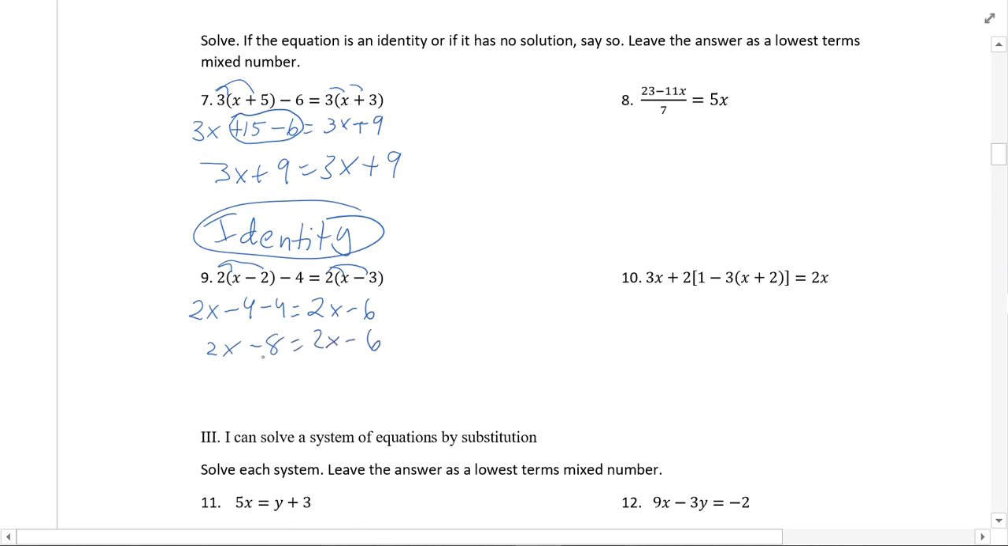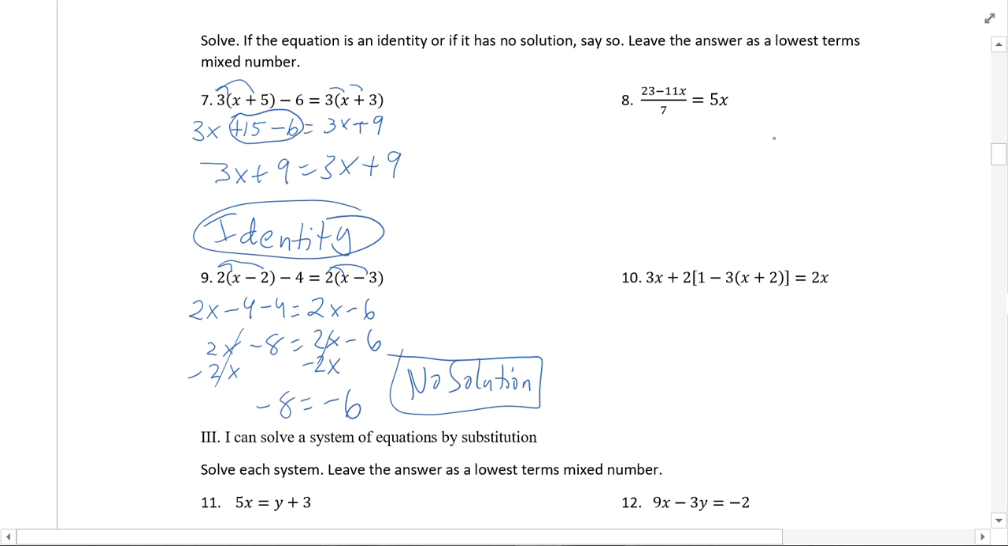All right, so now I'm going to get rid of my x's. So when I do that, I'm going to subtract 2x and 2x. So these go away, and now I notice I have -8 equals -6. Well, at this point, I can think and say, okay, -8 doesn't equal -6. That is not a true statement. So if it's not a true statement, then my answer is no solution.